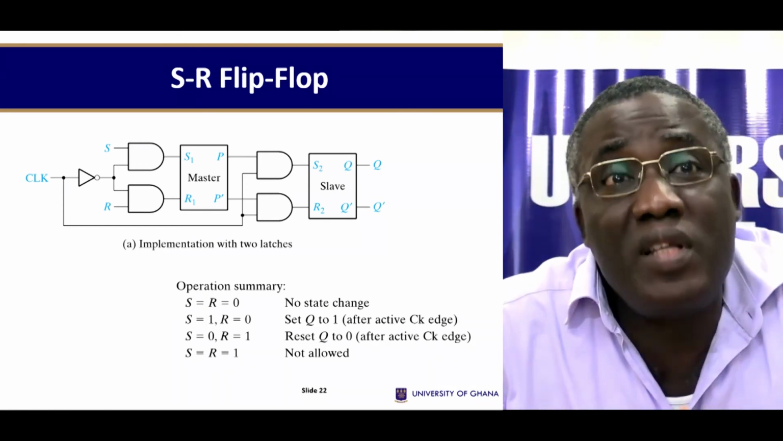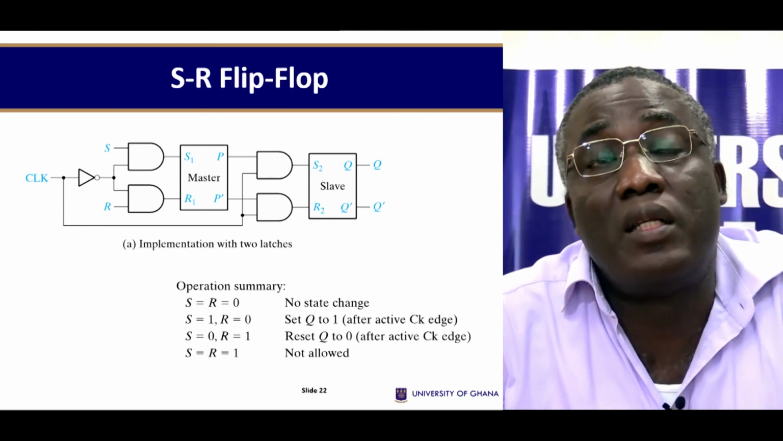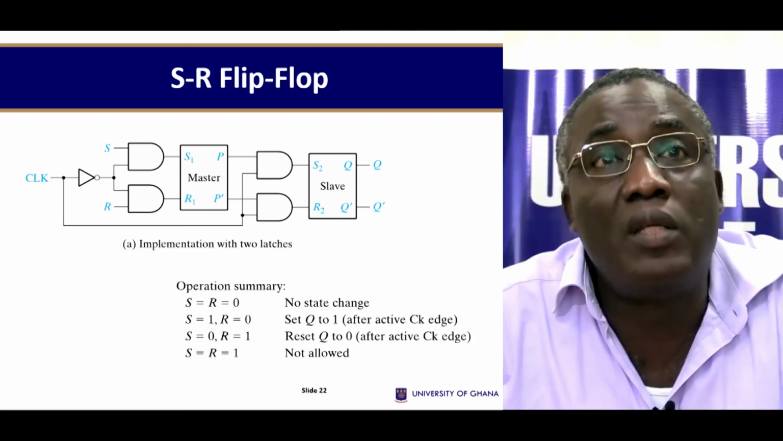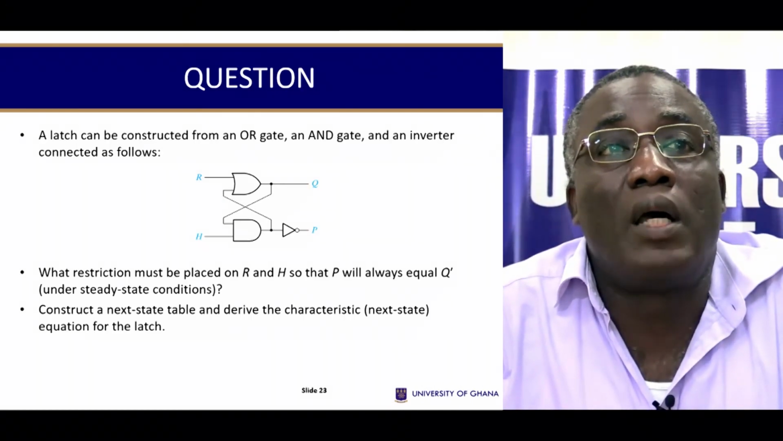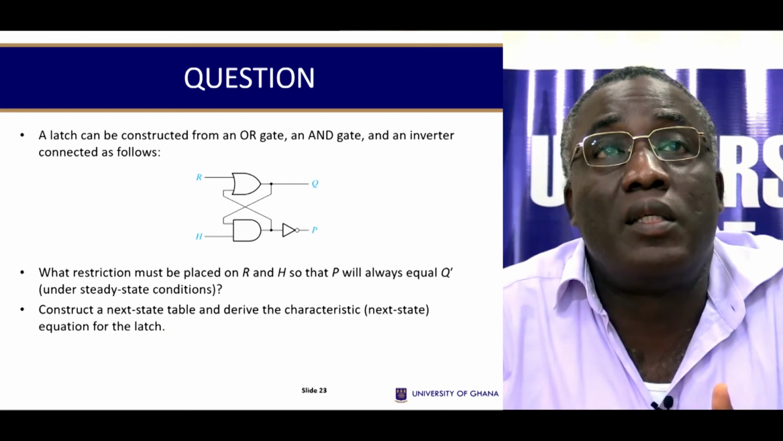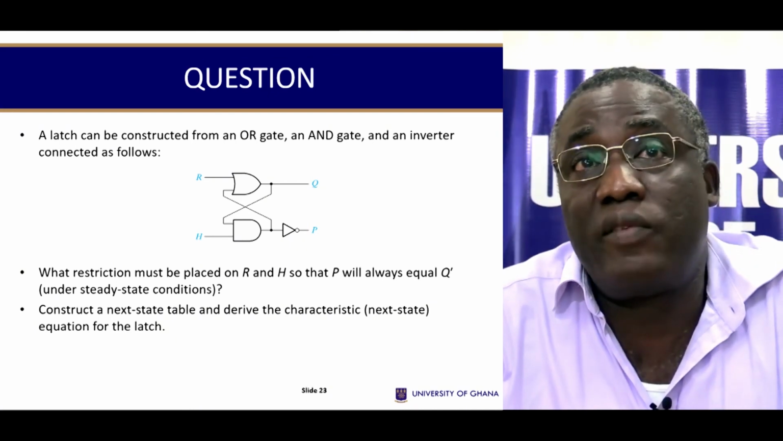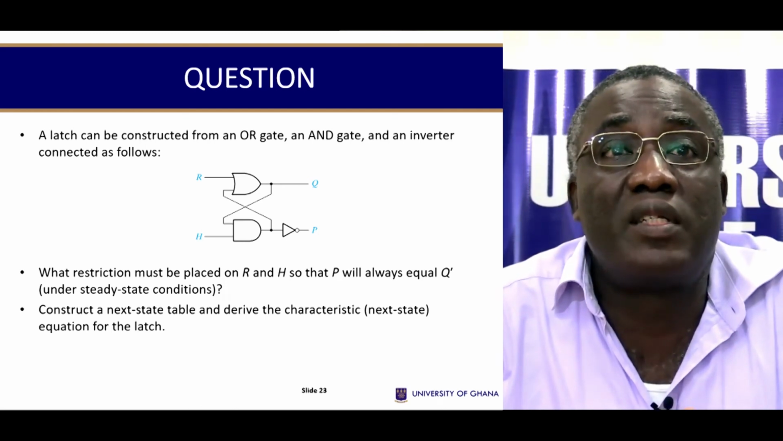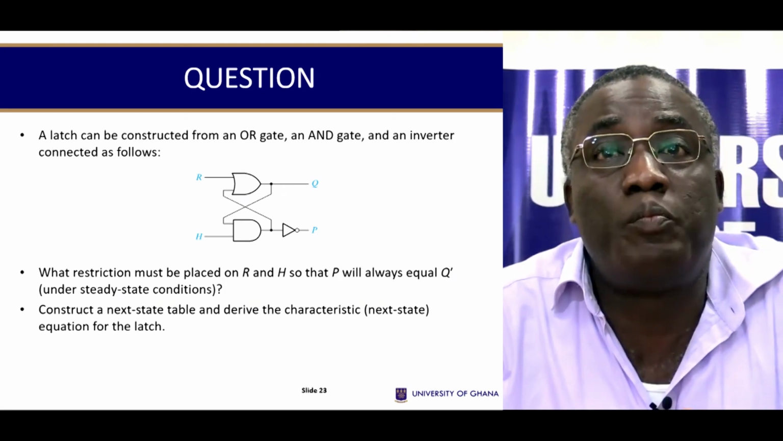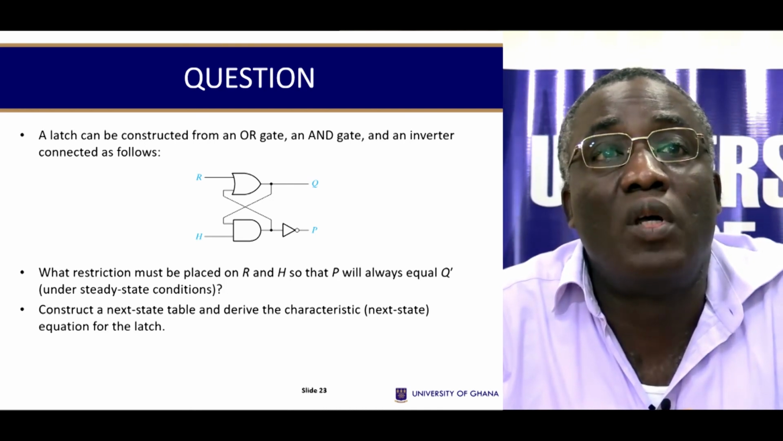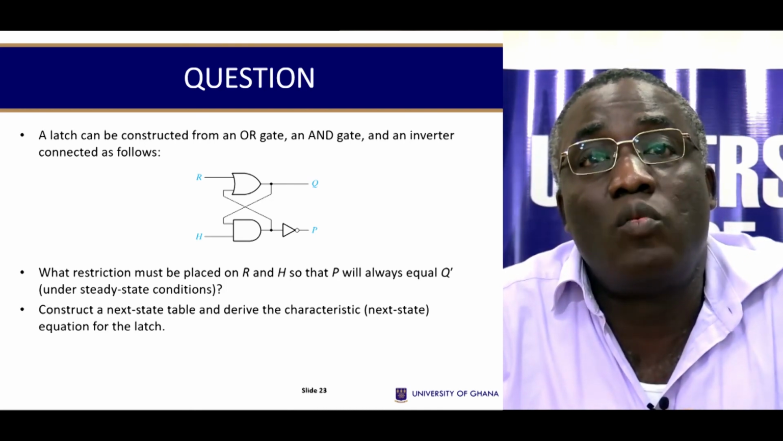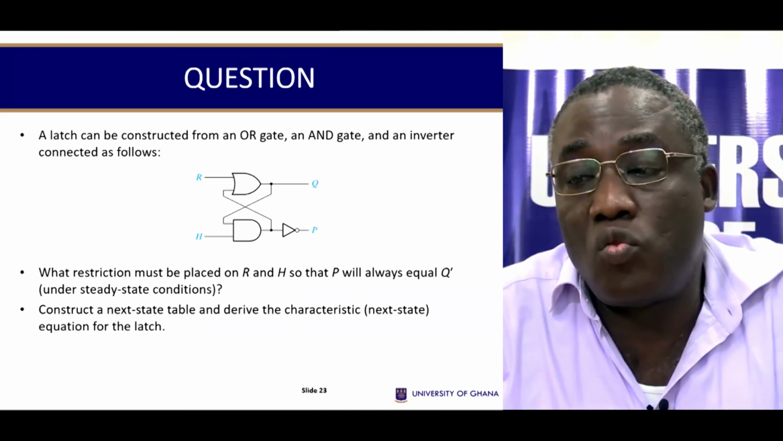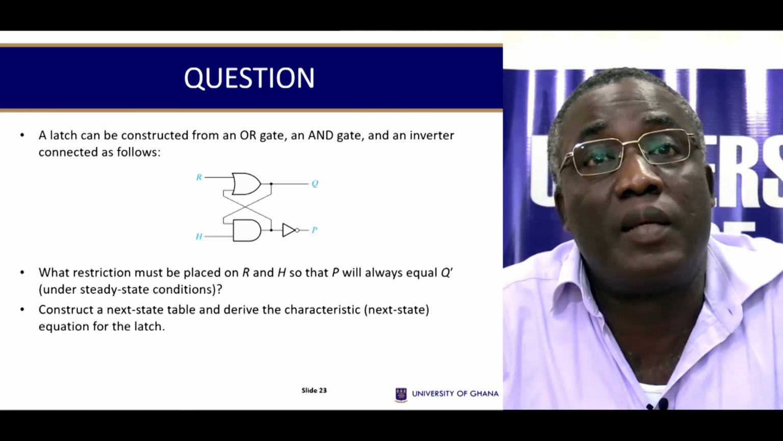But you can find more details on this in the textbook, and you are advised to read that and be conversant with its operation. Now, a question for you to look at is how a latch can be constructed from an OR gate, an AND gate and an inverter. What restrictions must be placed on R and H so that P would always equal Q? And then you need to construct a next state table and derive the characteristic equation for the latch. So this is something I would like you to have a look at and see if you can attempt it. Thank you.